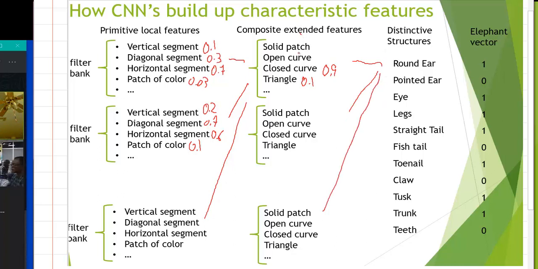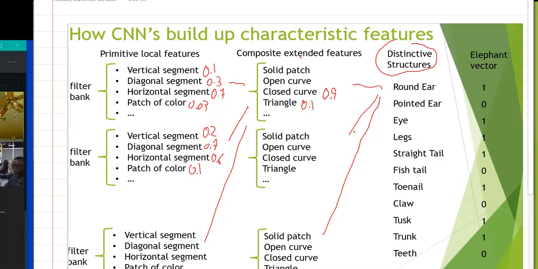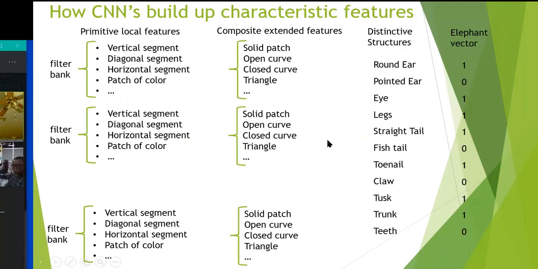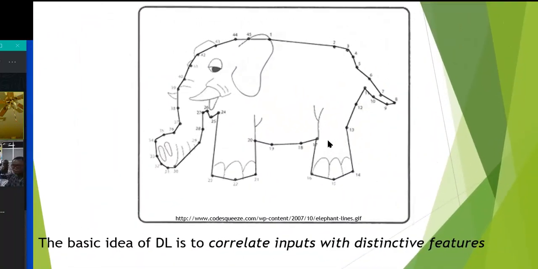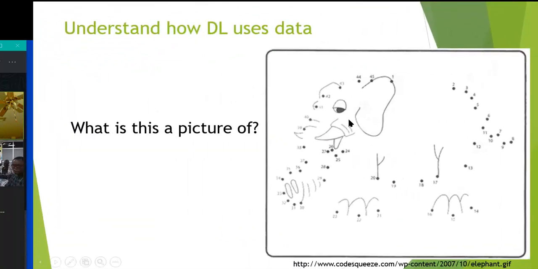And you put these composite features together; there may be several layers of these composite features that become more and more complex. The point is to recognize distinctive structures. You remember in the elephant, you saw a round ear. That's because your mind put together this curve and said, well, this looks like an elephant-shaped ear.